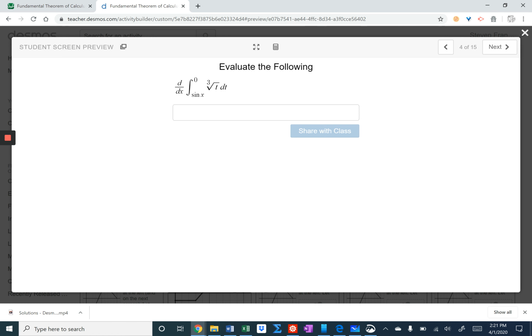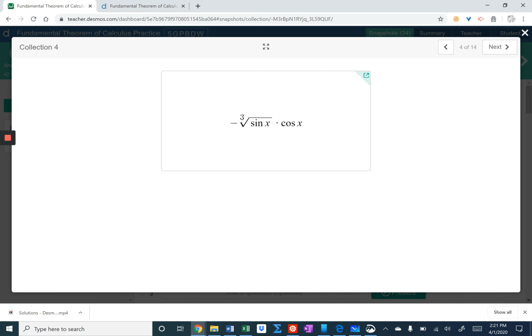And then once we switch those, making the integrand negative, then we can do the rest of the steps. We can replace t with sine of x, and then multiply by the derivative of sine of x, which of course is cosine of x. So let's take a look at the answer. So we'll get the cube root of sine of x, and then multiply that by the derivative of sine of x, which is cosine of x. And that negative that's out in front represents the negative from switching the upper and lower limits of integration.